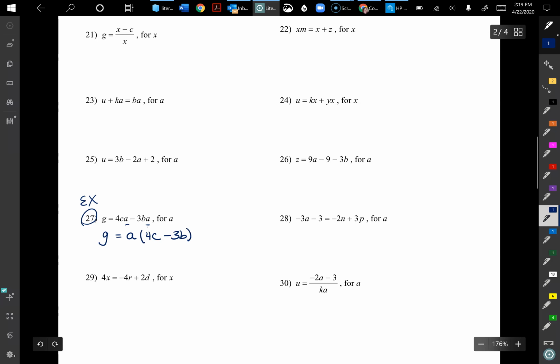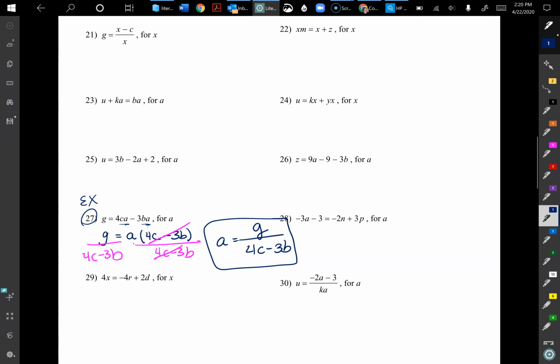So if I were to do these back, I would have A times 4C would give me the 4CA, and A times the 3B gives me the 3BA. So now I can divide both sides by this expression here, the 4C minus 3B. Make sure you do it on both sides. And then I am left with an answer of A equals G over 4C minus 3B.